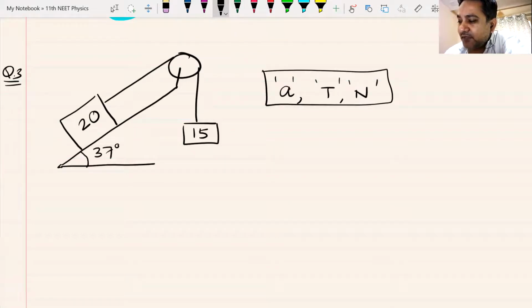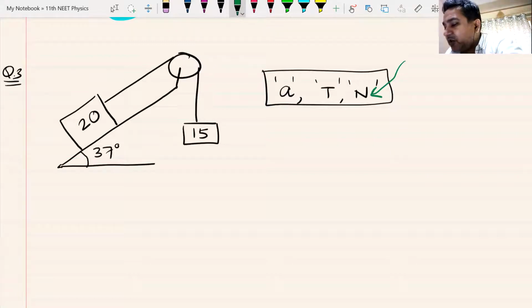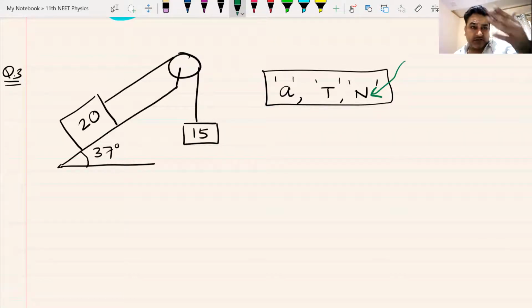Which block will this N act on? Anyone? On which block will this normal force act? Yes, it is correct. It will act on the block of 20 kgs. Here is your chance to solve a question and become heroes. Keep quiet for 2 minutes. Your time starts now.